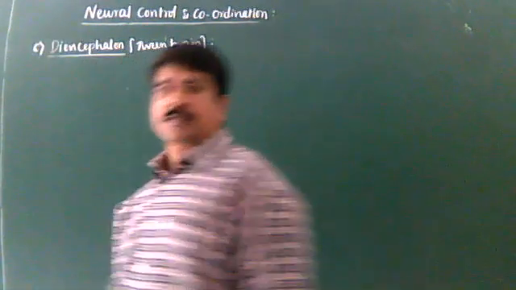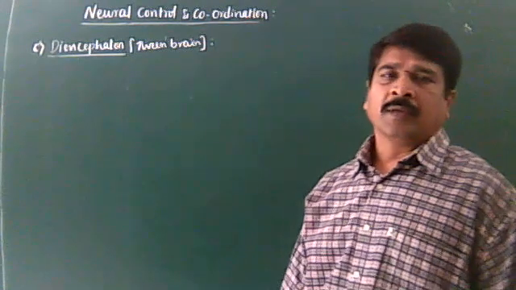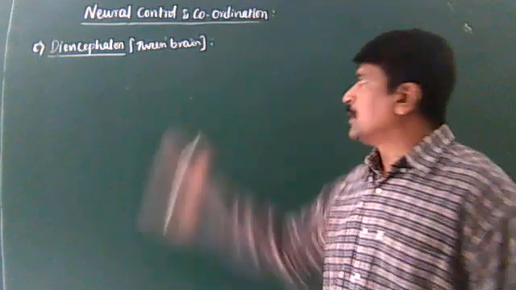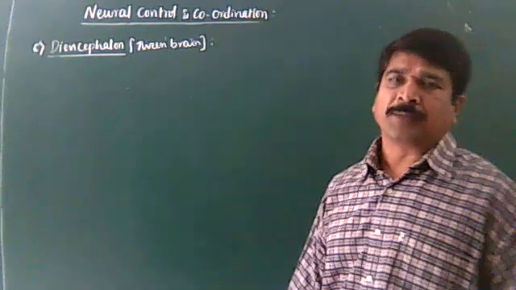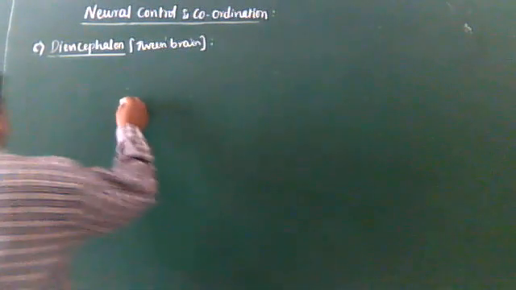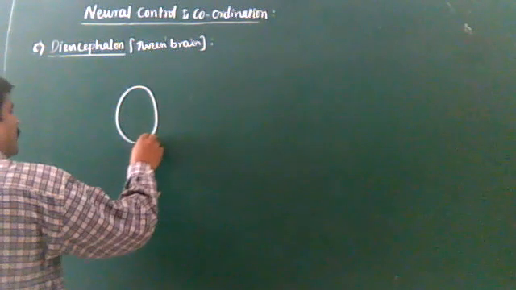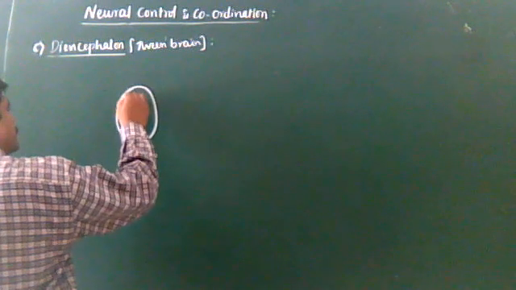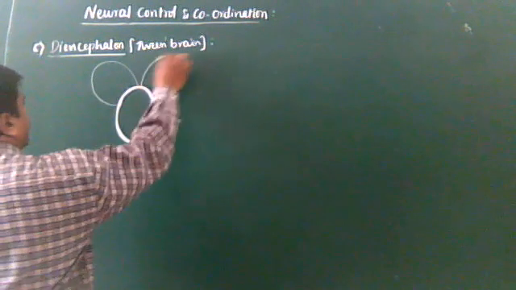Diencephalon. This is the third division of the forebrain. First one is the cerebrum. Second one is the olfactory lobes. Then third one is the diencephalon. It is also called the twin brain. It is a small rounded area present above the midbrain and covered dorsally by cerebral hemispheres.